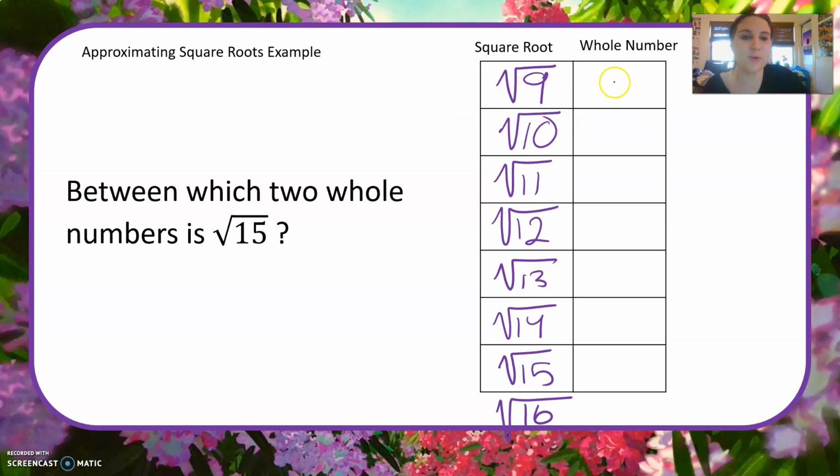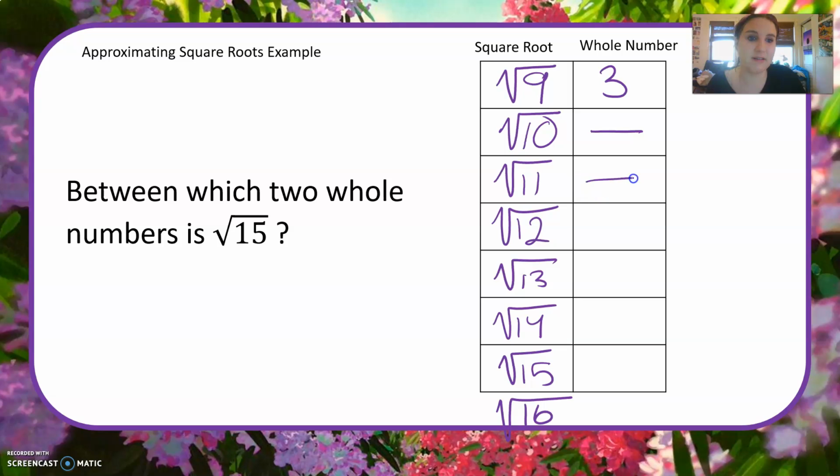So I know that the square root of 9 is 3. That's a whole number answer. It's a perfect square root. The square root of 10 is not a perfect square. That means that there's no number that I can multiply by itself to get 10. No whole number. So the square root of 10 does not have a whole number answer.